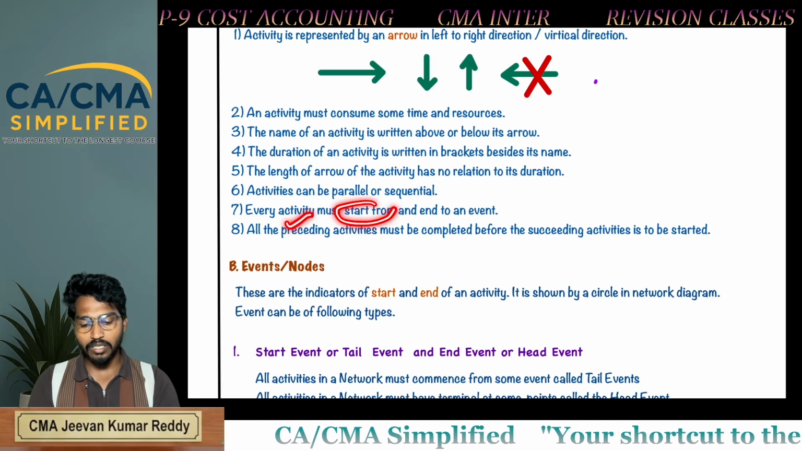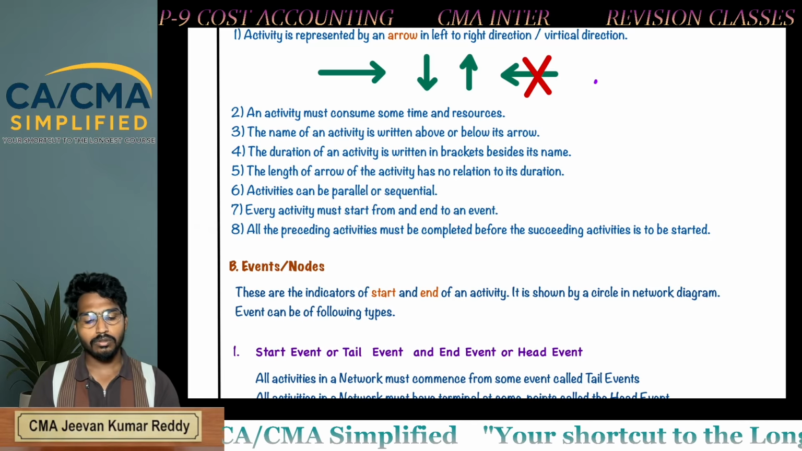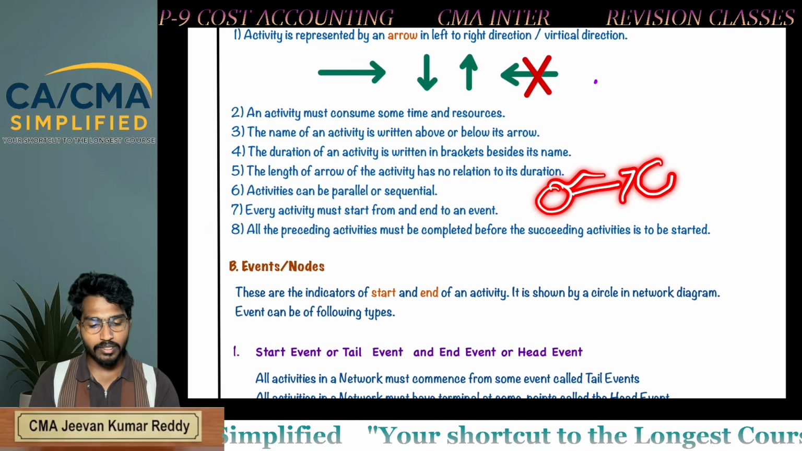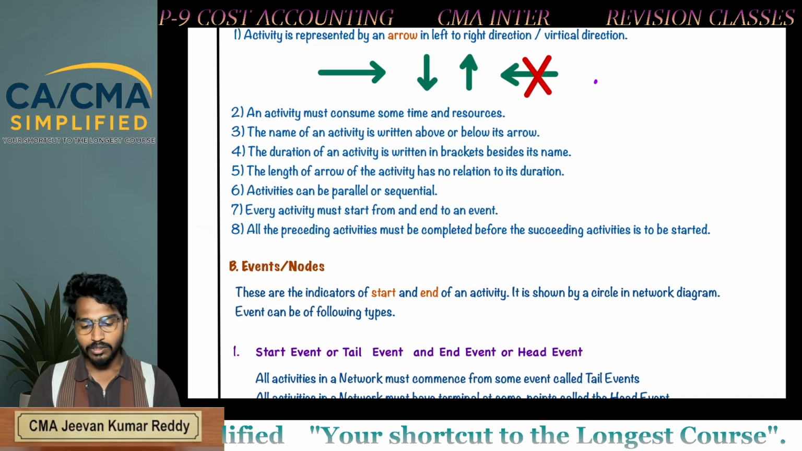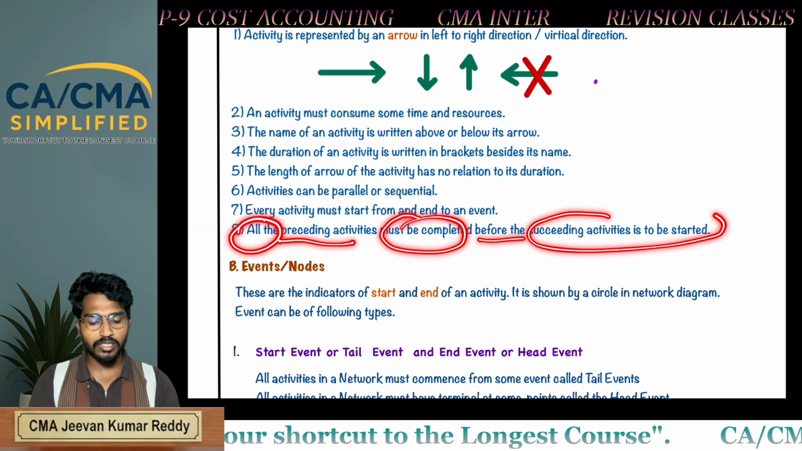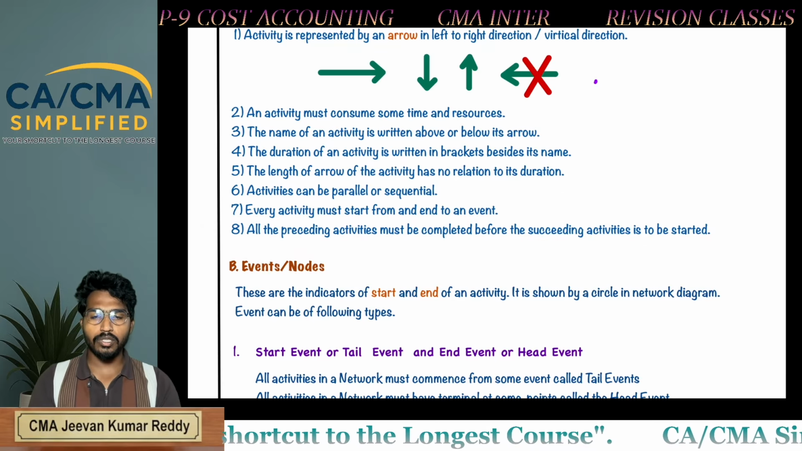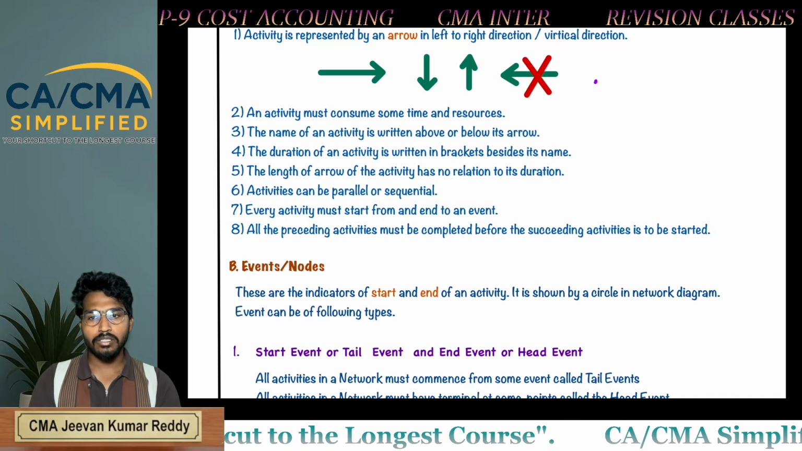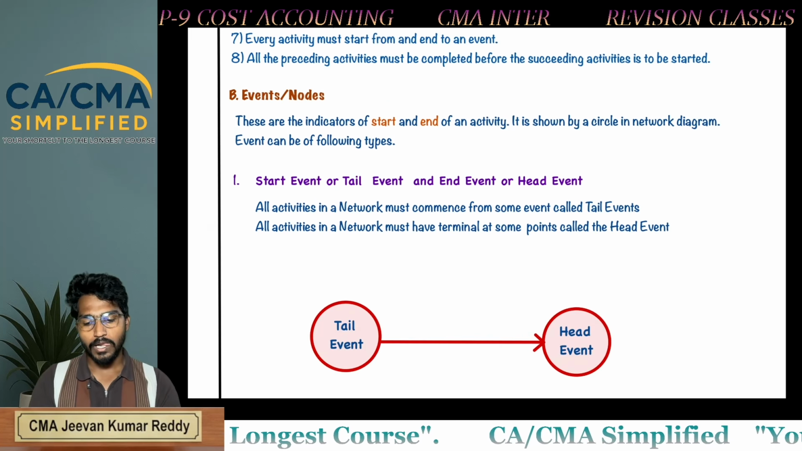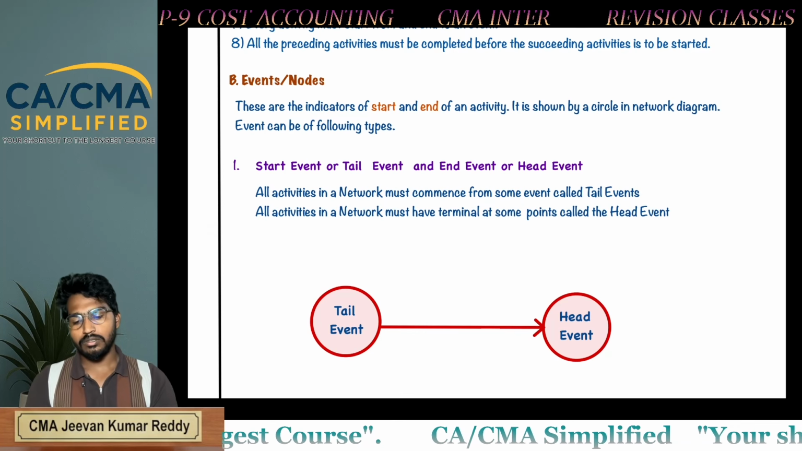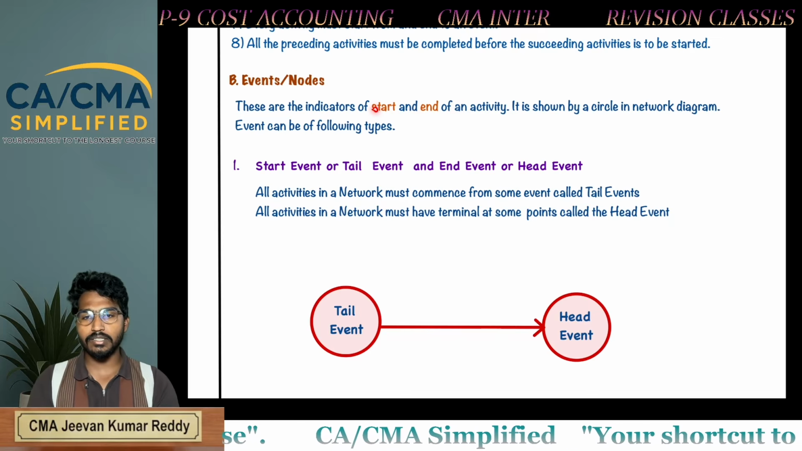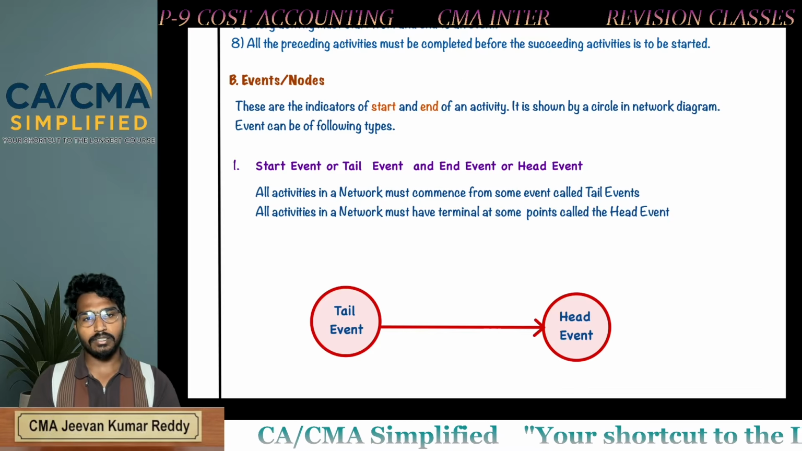Every activity must start from an event and end at an event. So every activity must start with an event and end with an event. All preceding activities must be completed before a succeeding activity is started. Before starting a succeeding activity, make sure that all preceding activities are completed. Next, events or nodes. Events or nodes are denoted by circles. An event is just an indicator of the start and end of an activity.